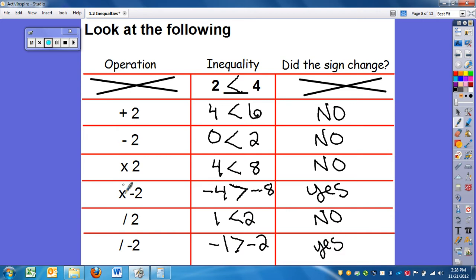So notice when I multiply by a negative or divide by a negative, I had to change my sign. This is important when we're solving, because anytime you multiply by a negative or divide by a negative, we have to change, or you might have heard, flip your sign.